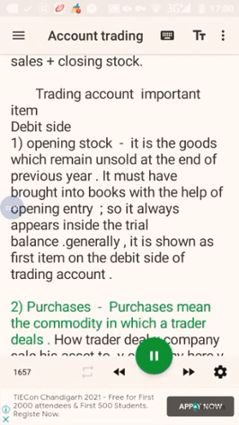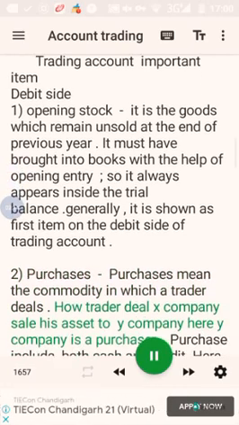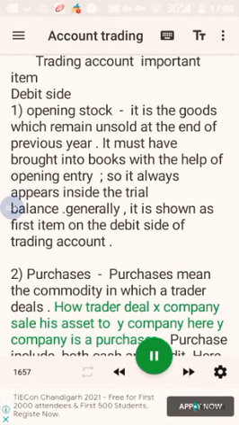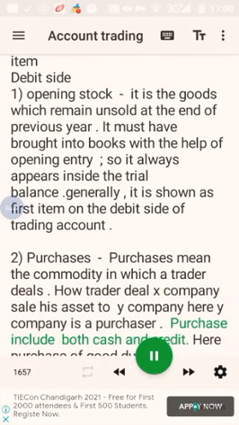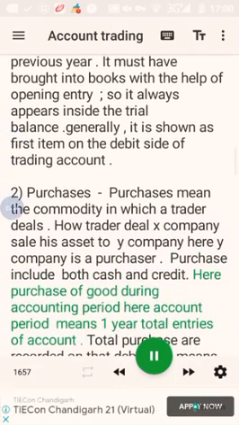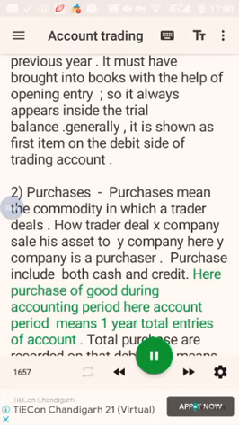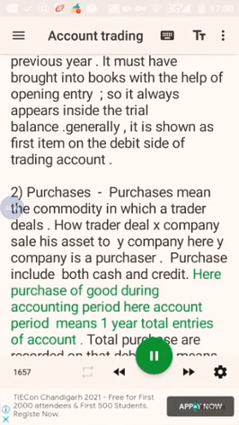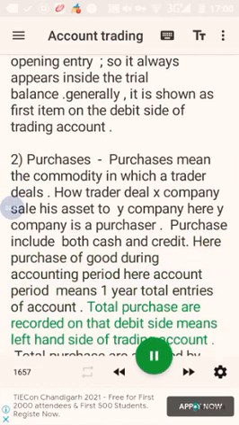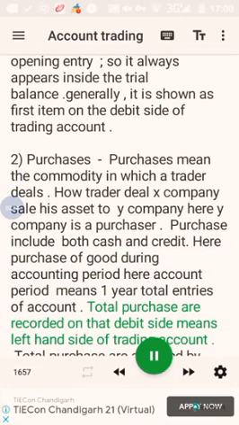2. Purchases. Purchases mean the commodity in which a trader deals. For example, X company sells his asset to Y company. Here Y company is a purchaser. Purchases include both cash and credit purchases of goods during the accounting period. Here accounting period means one year. Total purchases are recorded on the debit side, meaning left hand side, of trading account.